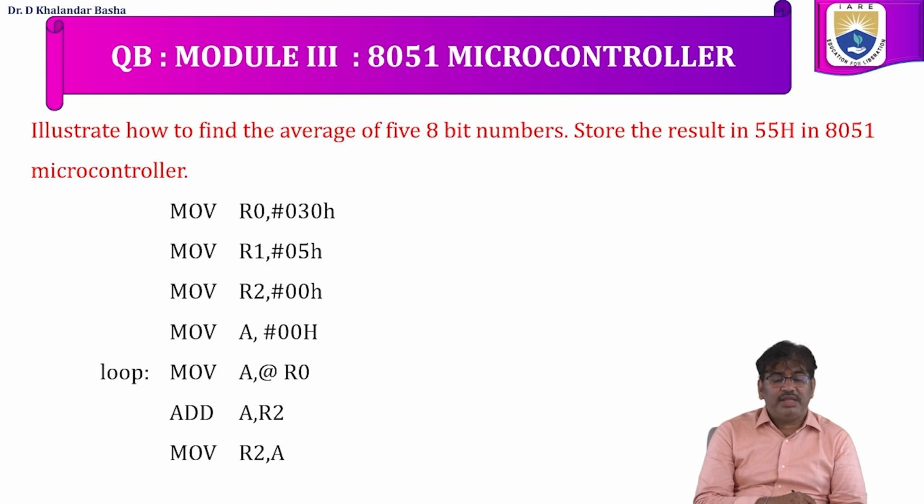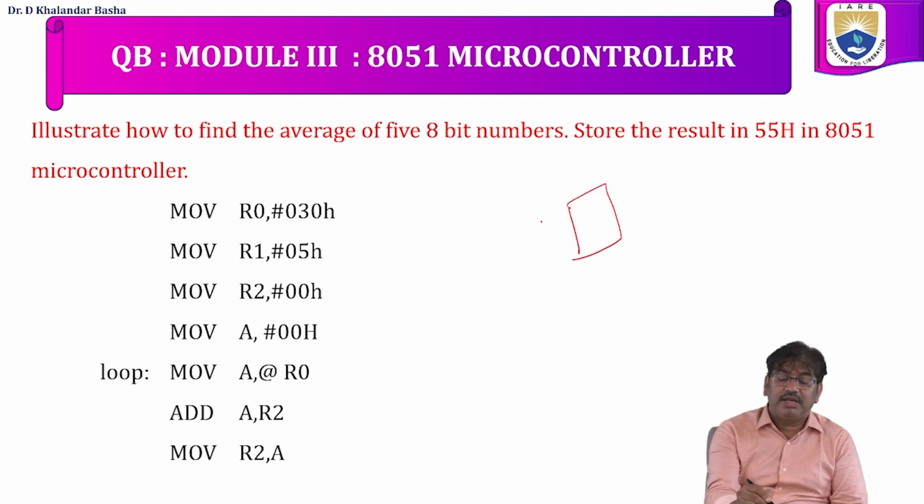Illustrate how to find the average of 5 numbers. Store the result in 55H in the 8051 microcontroller. Here the objective is we have to find out the average of 8-bit numbers, and the result we have to store in 55H. So first we will fetch 1 data, assuming the data is residing from 30H to 34H, because we are having 5 data. These 5 data we have to add.